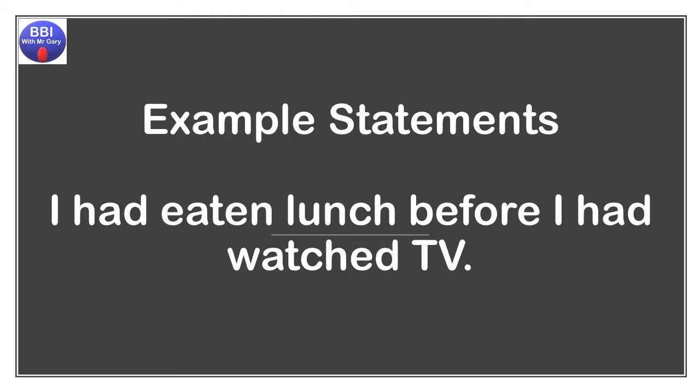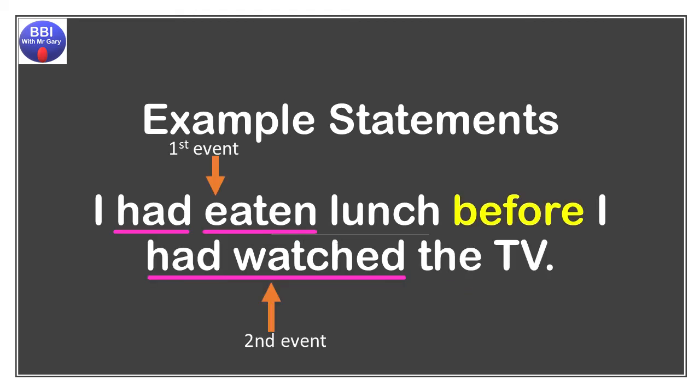So here we have a sentence with two events: eat lunch and watch TV. So, I had eaten lunch before I had watched TV. Let's break that down. I had eaten lunch. Now we know that is the first event. Before, I had watched the TV. We know that that is the later event of the two. Both events are in the past, and that's why we're using past perfect to state what happened.